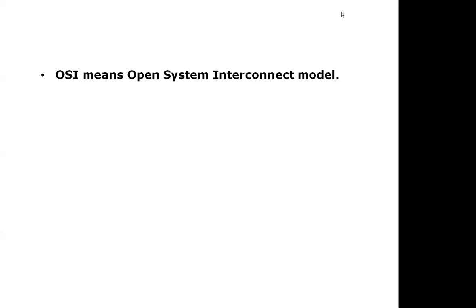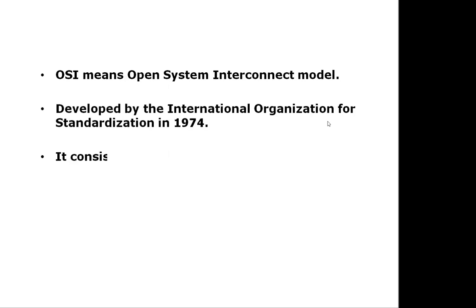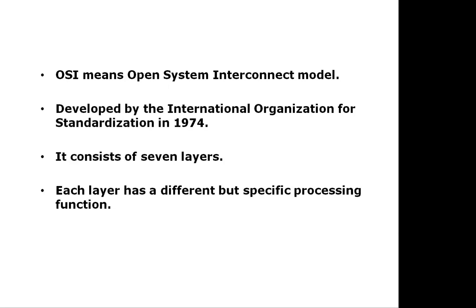Okay. So the OSI model is the Open System Interconnect model. It was developed by the International Organization for Standardization in 1974. It consists of 7 layers, and each layer has different but specific processing functions.